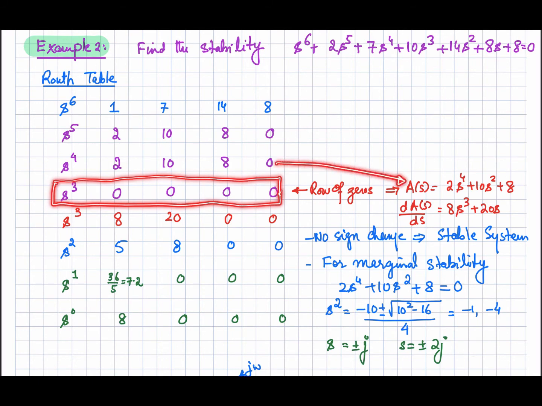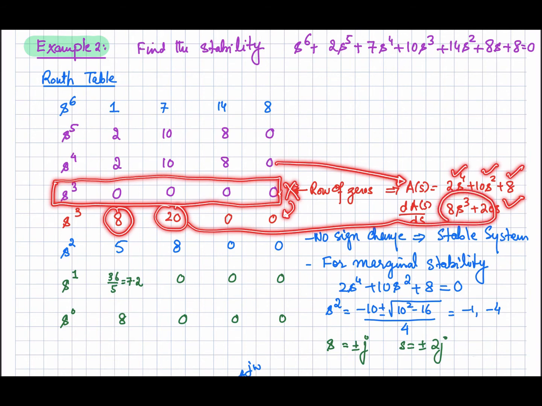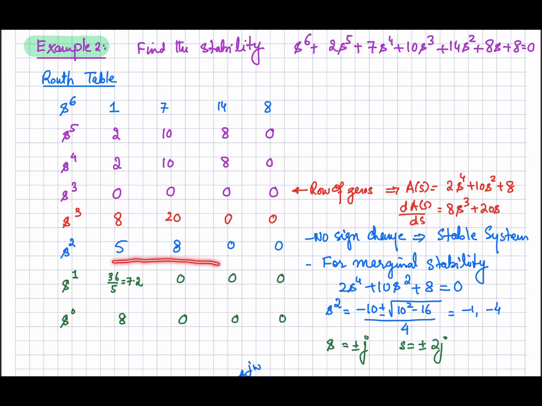So we have defined this auxiliary polynomial using the row just above this one, the s power 4 row. So 2s power 4 plus 10s square plus 8. And if we take the derivative of this one, we are going to get this one. So we are going to replace this row now with the derivative term. So you can see 8 and 20, those are coming from this equation. Right, and then moving onward, the row for s square, and then the row for s power 1, and then the row for s power 0. Okay, so here you can see that there is no sign change. There is no sign change. So what does that mean? It means that your system is stable, right?